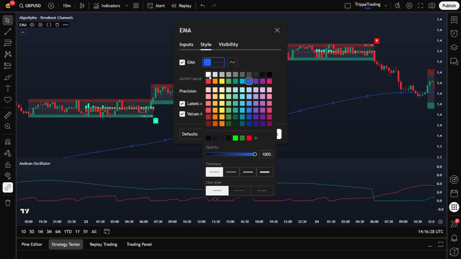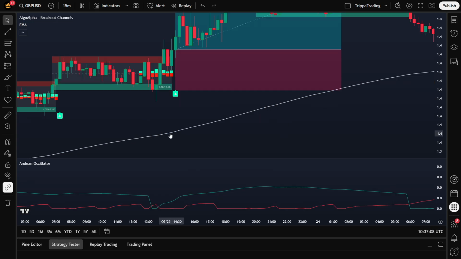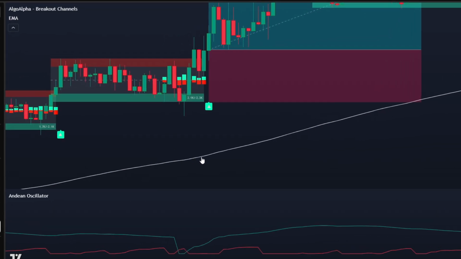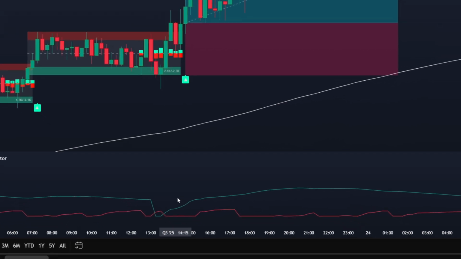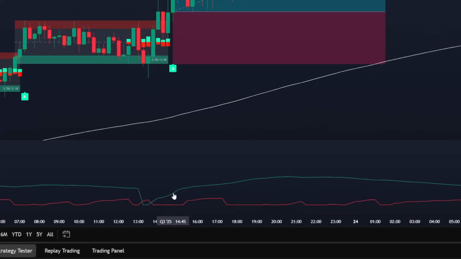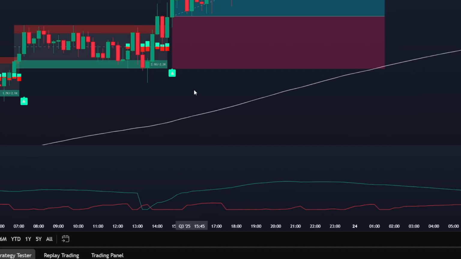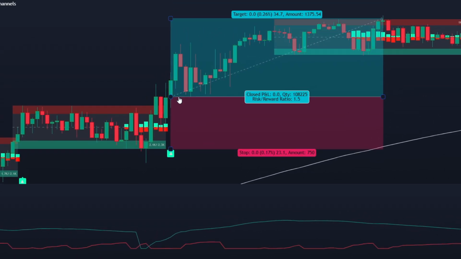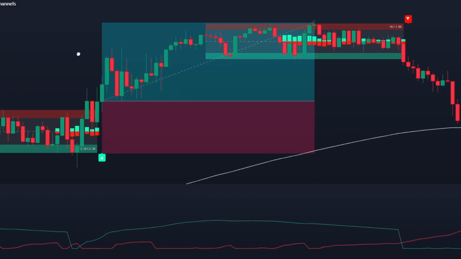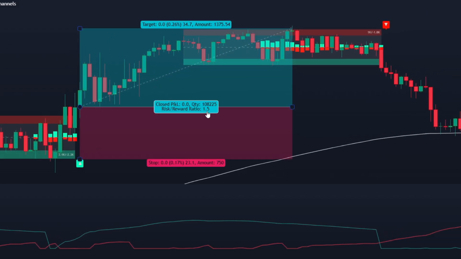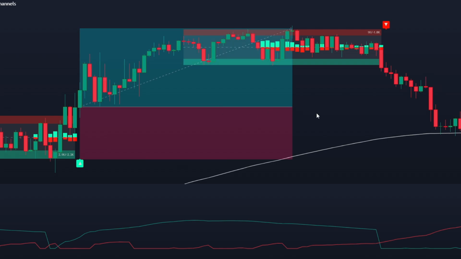Now let me explain how all three work together. For a buy setup, you want price to be above the 200 EMA. Then wait for a green triangle from the Smart Money Breakout Channels indicator, but before you take the trade, make sure the Andean Oscillator confirms it. Green line should be above red line and expanding. That's your high probability confirmation. So then you can enter the trade at the breakout candle close, place stop loss just under the box or the candle low, and aim for at least a 1.5 to 2 risk to reward ratio.